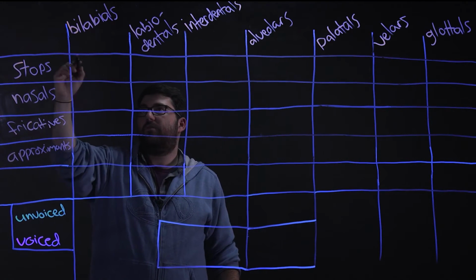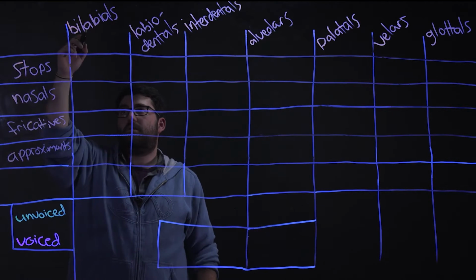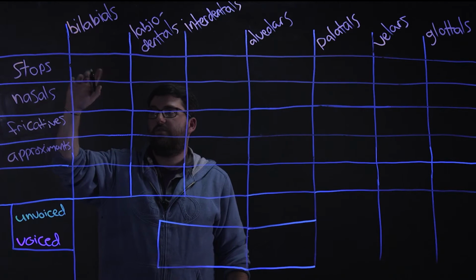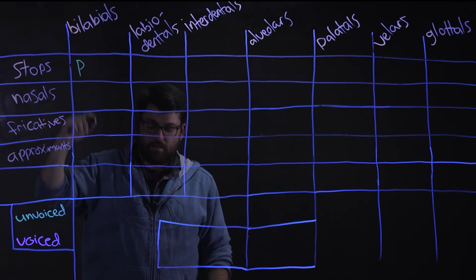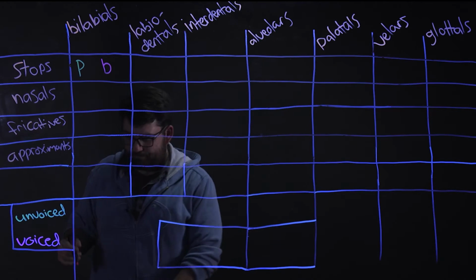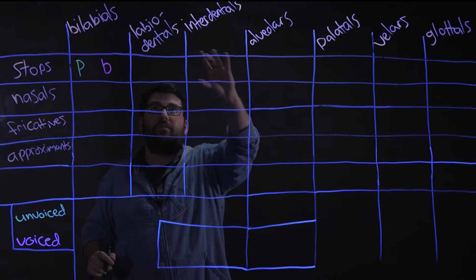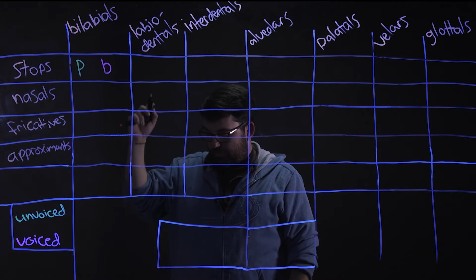So when we actually start to put the sounds in here, if we look at something like this space here, we've got a bilabial stop. So sounds that are made with both your lips and air isn't allowed to come out. We have 2 of those in English. We have p and we have b. So pill and bill.